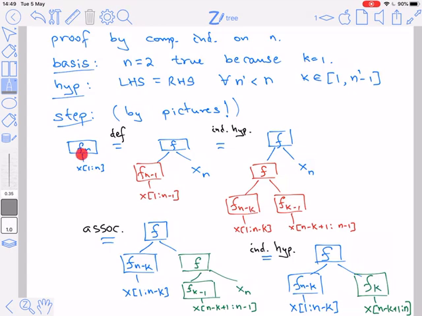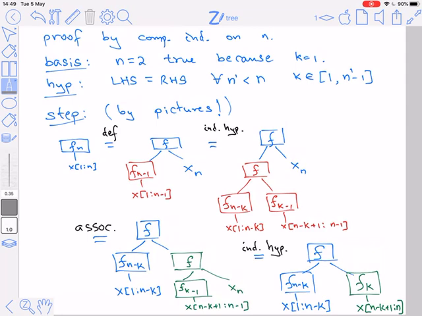Okay. I start with f of n applied to x from 1 to n, the n bits of the input. By definition, f of n is applying f to fn minus 1 and xn, where fn minus 1 is fed with x from 1 to n minus 1. This is the definition of fn. Okay, now you notice that I marked this part in red. Okay, good. I expand this part to this part by applying the induction hypothesis.